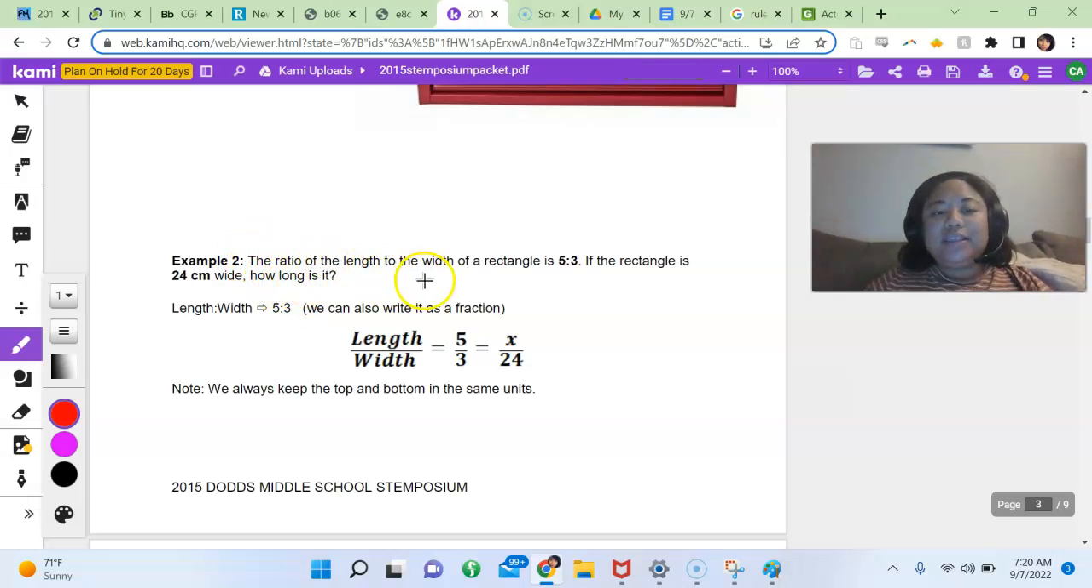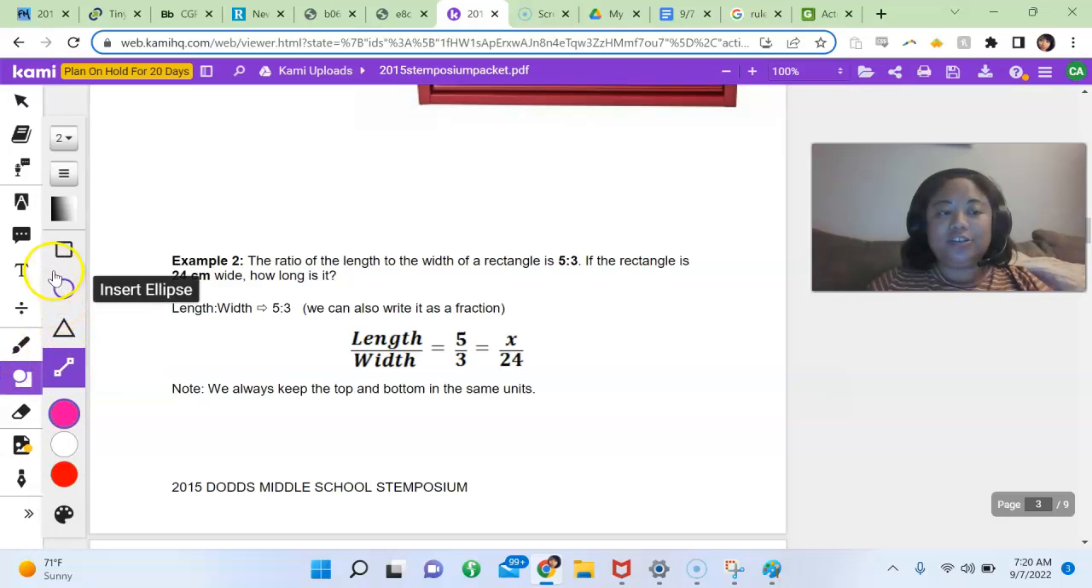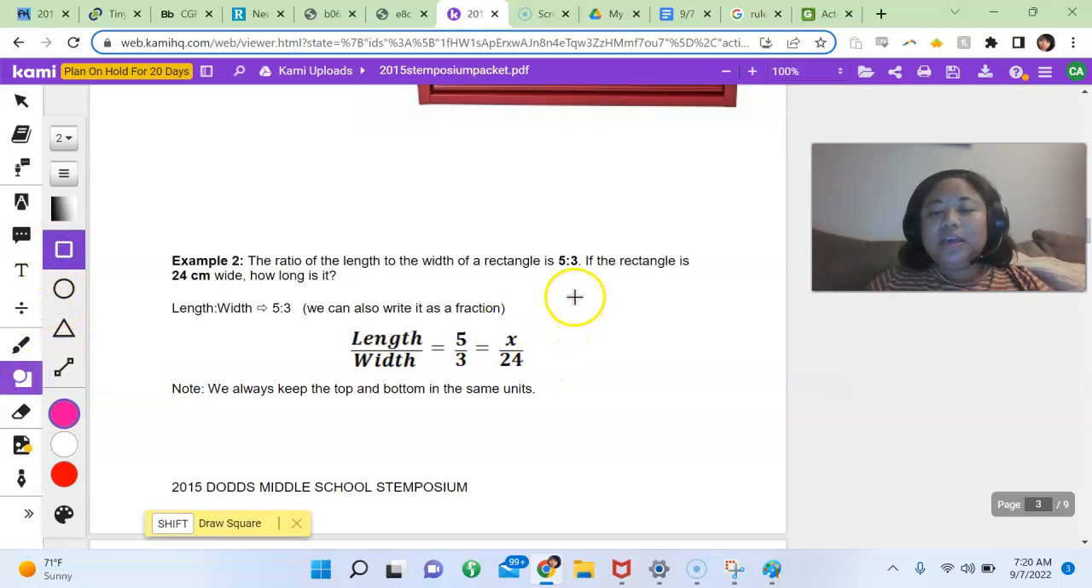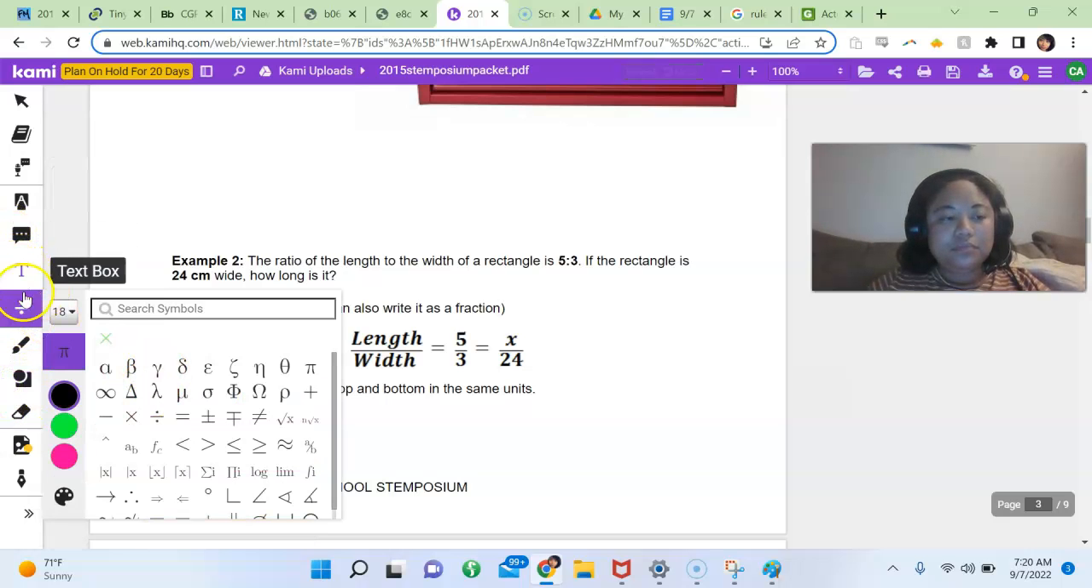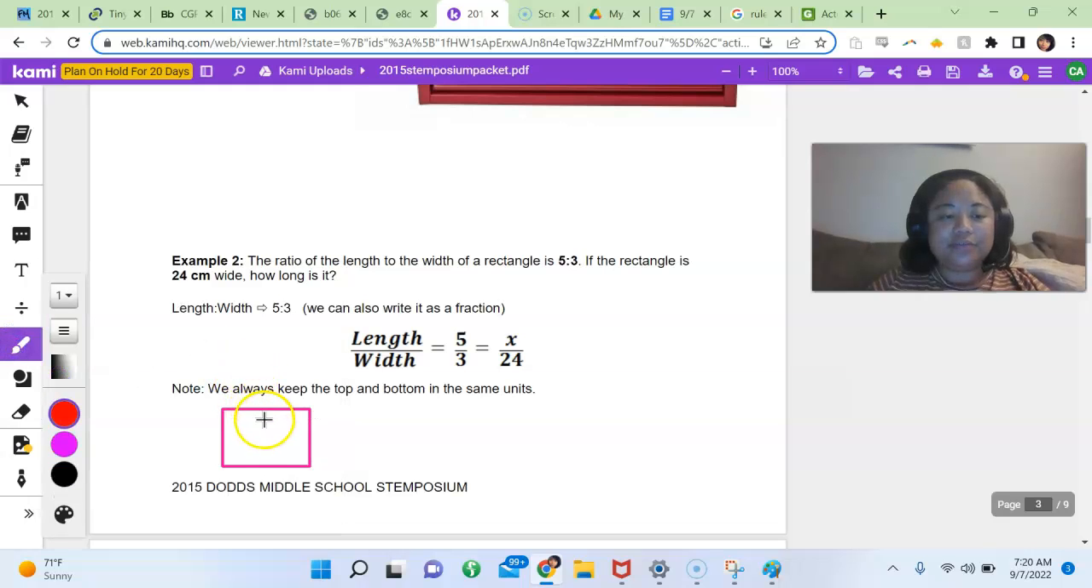The ratio of the length to the width of a rectangle is 5:3. So I have a rectangle and I want to draw a picture of what this looks like. So you kind of have an idea of what's going on. Basically, what this is saying is I have a rectangle and the ratio of the length is 5, and the width is 3. So this is what my rectangle looks like.